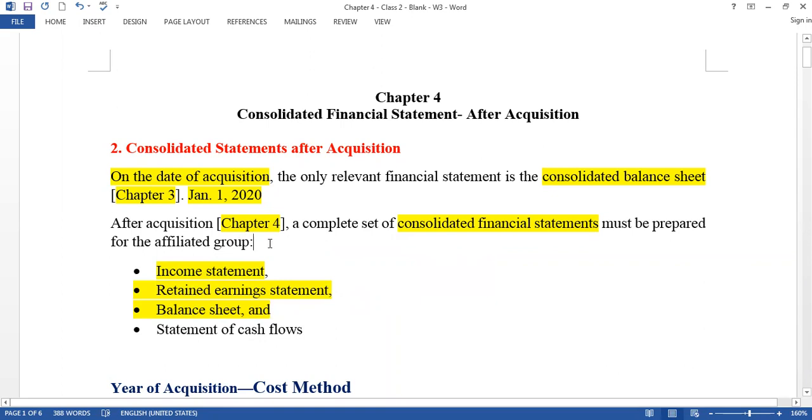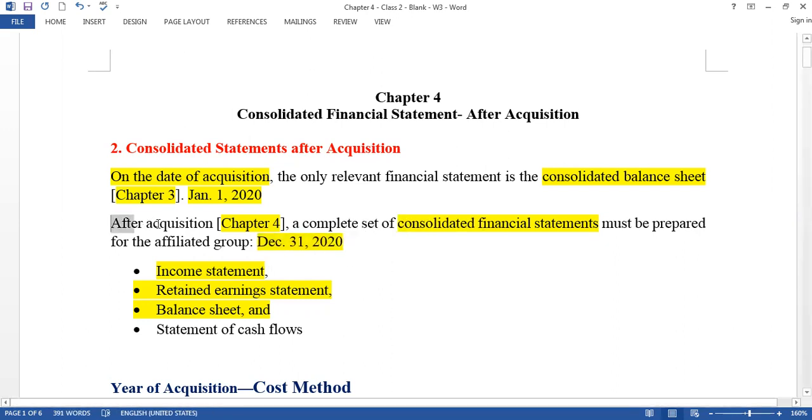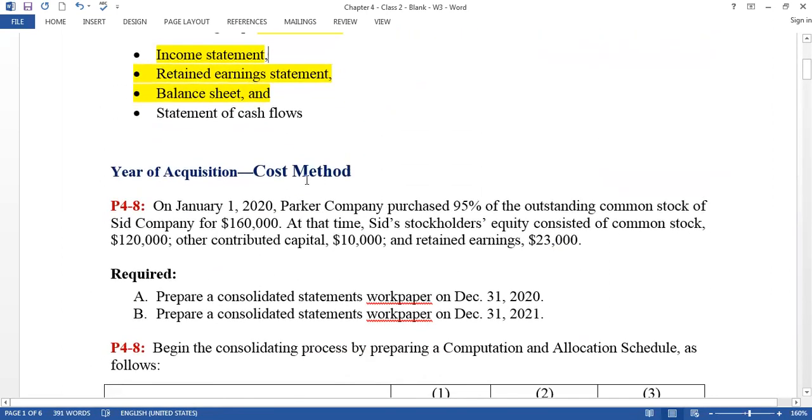Okay, so this date is the financial statement preparation date. Usually we prepare the financial statement on December 31st, at the end of the year. So this is called after acquisition. We are going to prepare mainly the income statement, retained earnings statement, and the balance sheet. And today we are going to follow the cost method.